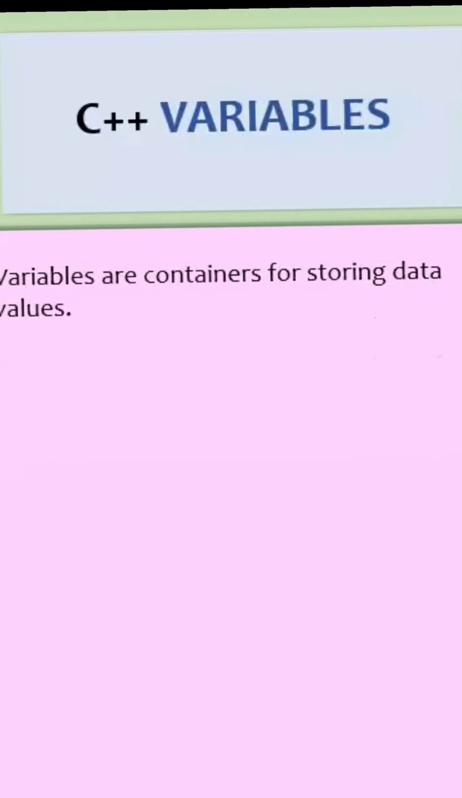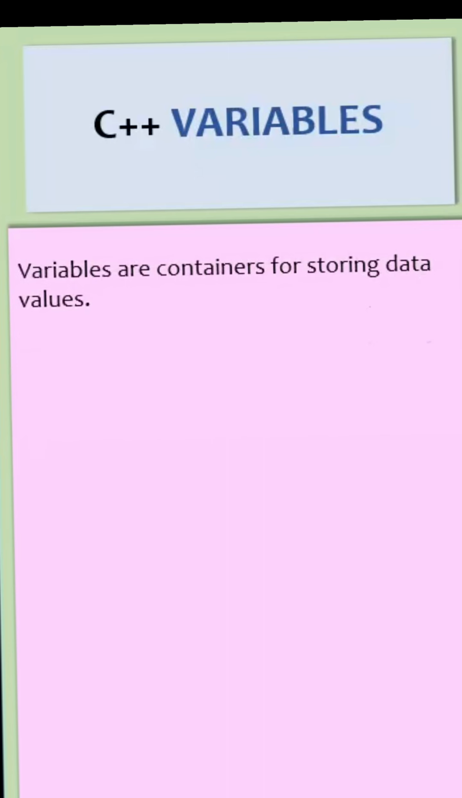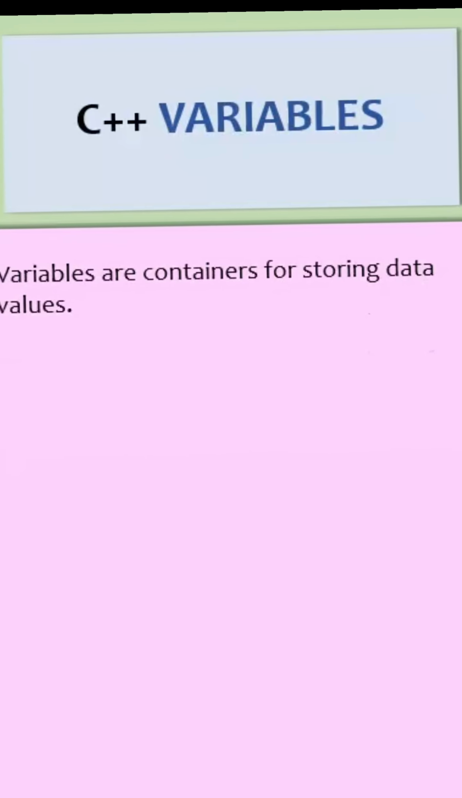C++ variables are containers for storing data values. So whatever data we are using in a program, we need to store it in a variable. Variables are the name given to a memory location where we store the data value. So we can say variables are containers for storing data values.